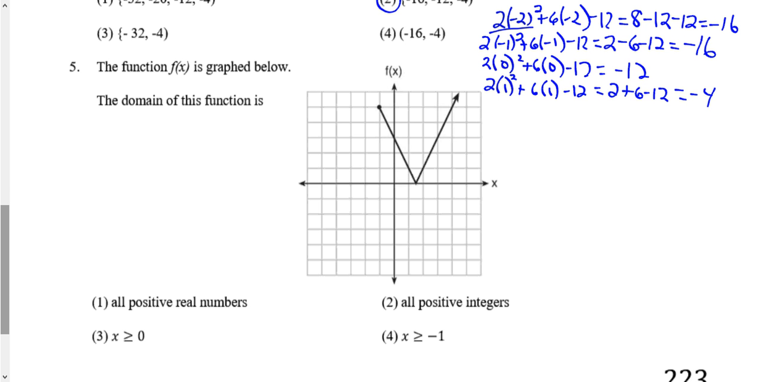Is it going to be integers? It's not going to be integers, right? Because obviously, the line goes in between numbers. So which choice is it? Which one? All positive real numbers? Wait, we got a negative here, don't we? Oh, so I was gonna say choice. Choice what? You guys don't sound too sure about it.